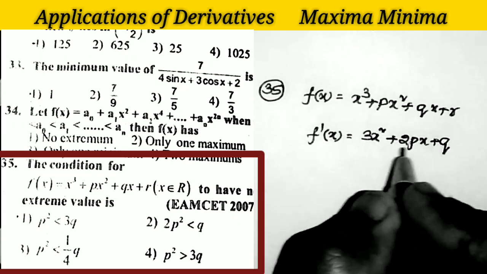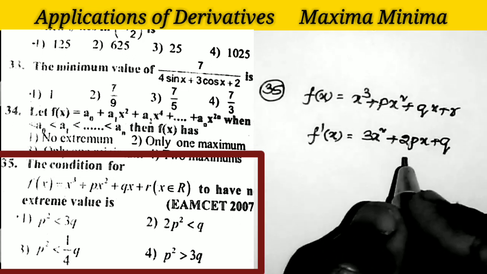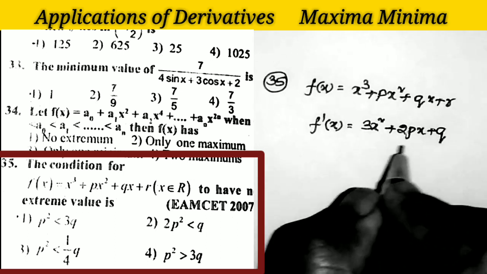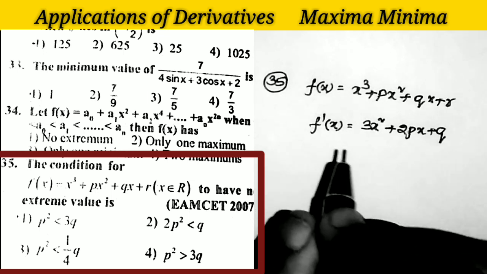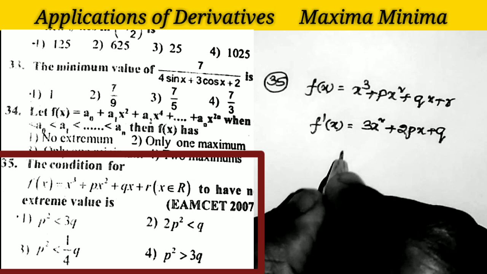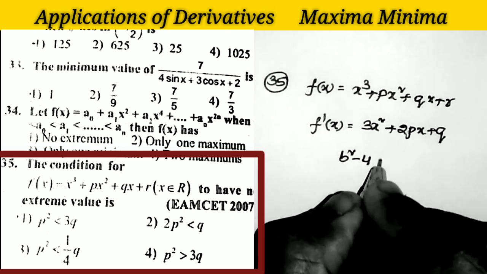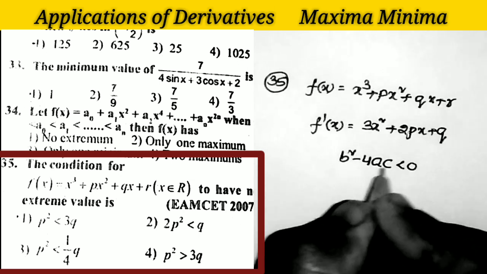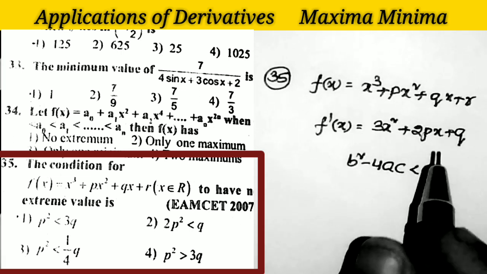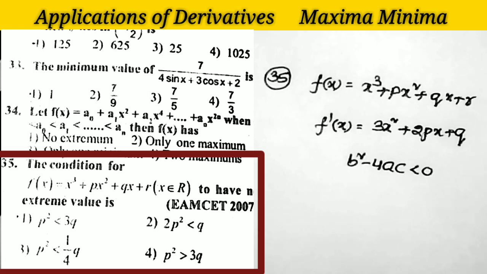So to have no extreme value means first of all we don't get the x values from this equation. That is, for this equation there are no real values of x. That is, taking b square minus 4ac less than 0. When we have b square minus 4ac less than 0, then this equation has no real roots. Okay, if the x value does not exist, then there is no minimum value or maximum value for the given equation. That is, the given equation has no extreme values, no minimum or maximum values.